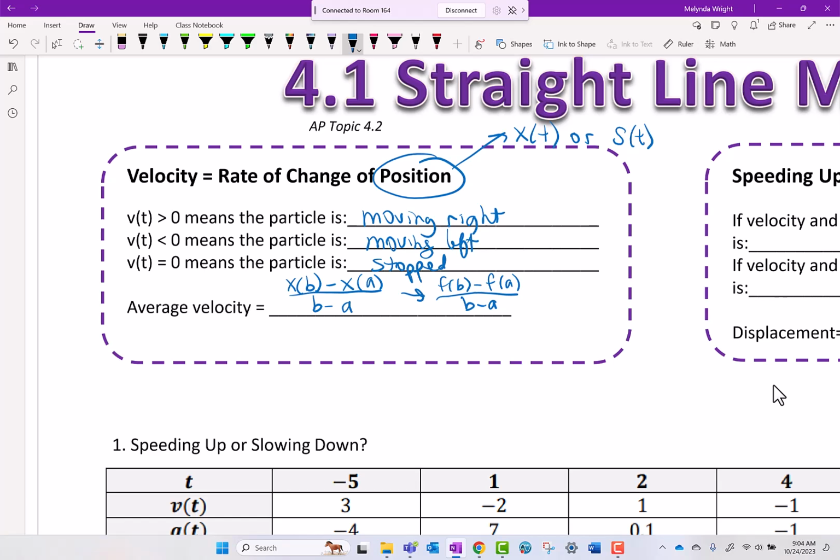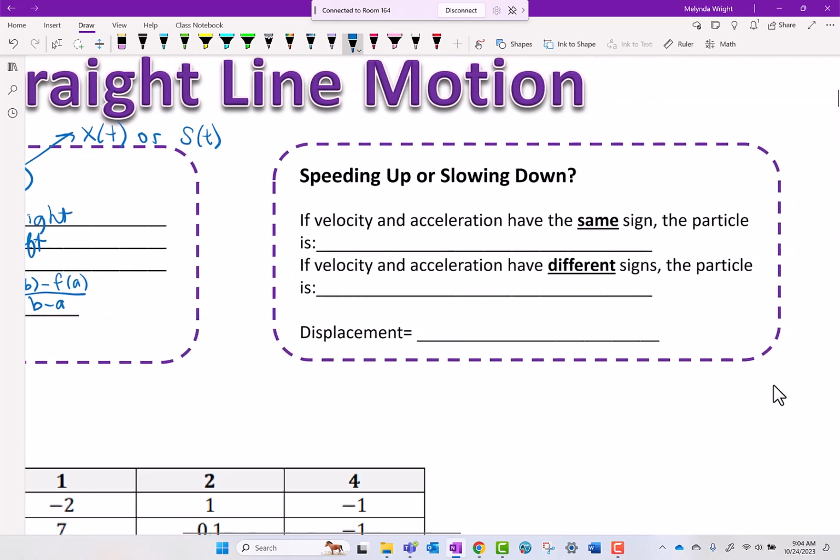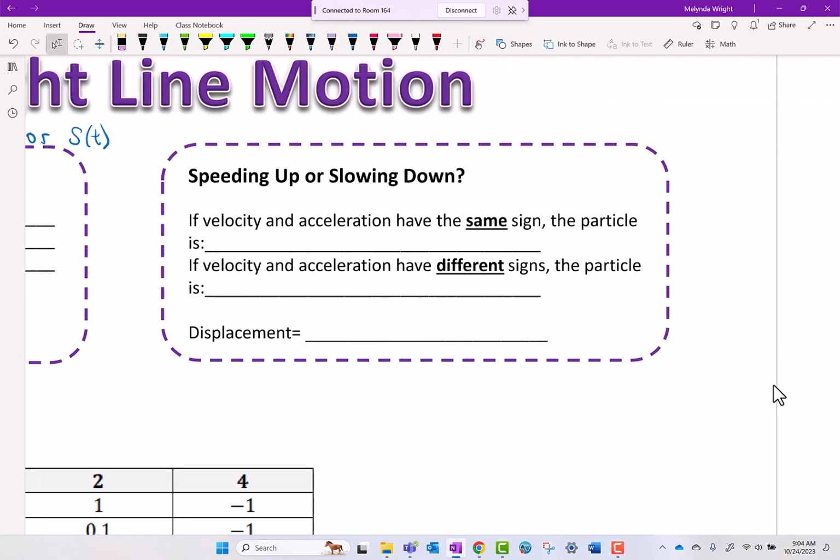So let's look at another critical point right here. We've got to be able to tell whether the particle is speeding up or slowing down. I say this every single year: there is only one way to justify speeding up and slowing down, and it's this. Please don't try anything else, like, oh, well, the velocity is positive. No, that doesn't mean that we're speeding up or slowing down.